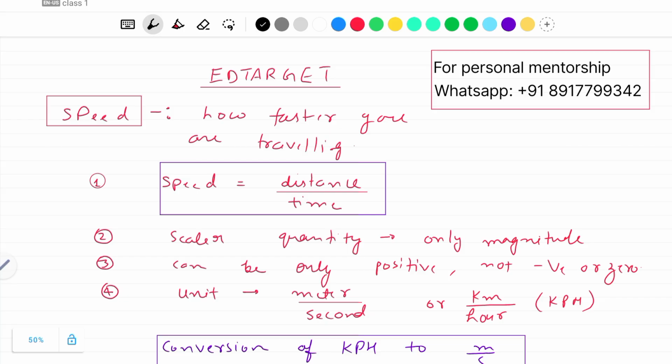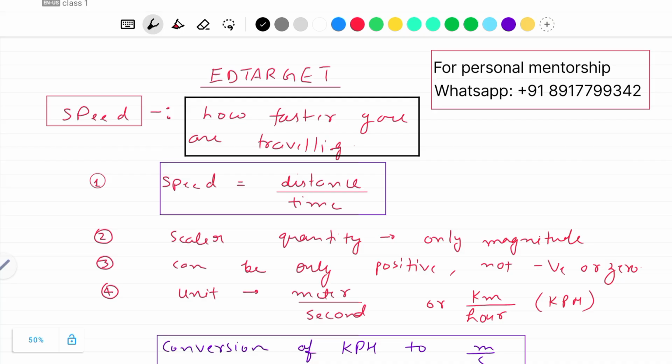So, what is speed? Speed means how fast you are traveling. Let's say your friend covers 1 kilometer of distance in 10 minutes and you cover the same 1 kilometer in 4 minutes. It means your friend is slower and you are faster. So your speed is more.